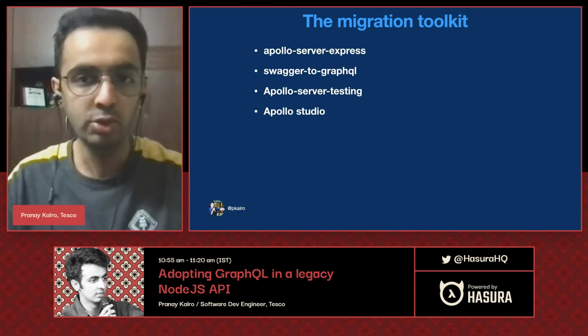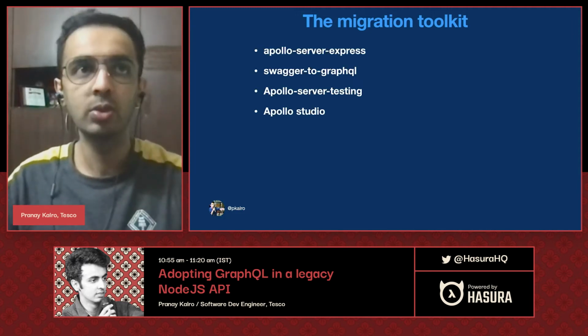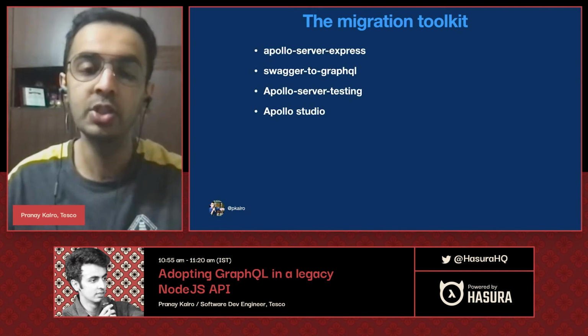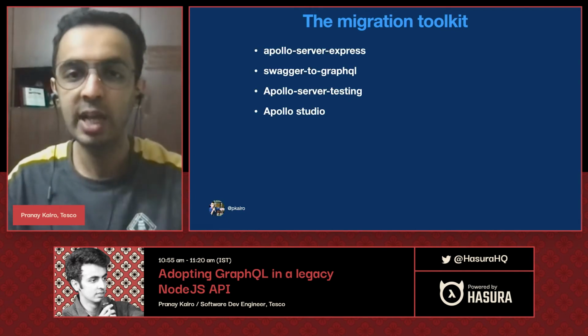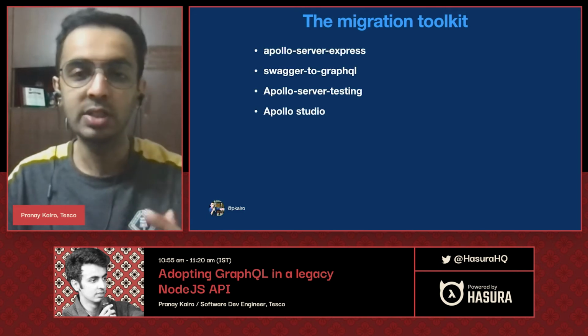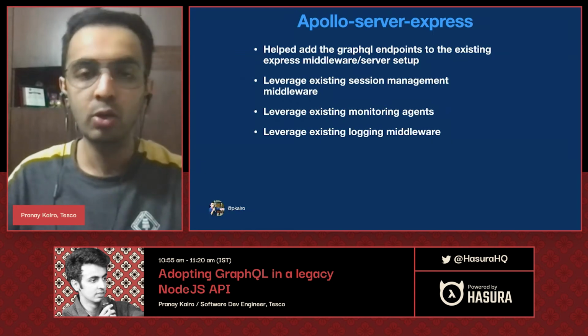And then there's Apollo Studio, which is basically a monitoring tool, which visualizes performance and gives you many metrics which you can reason with and which help you in the basic orchestration of your API. So diving a little bit more into what I just covered.